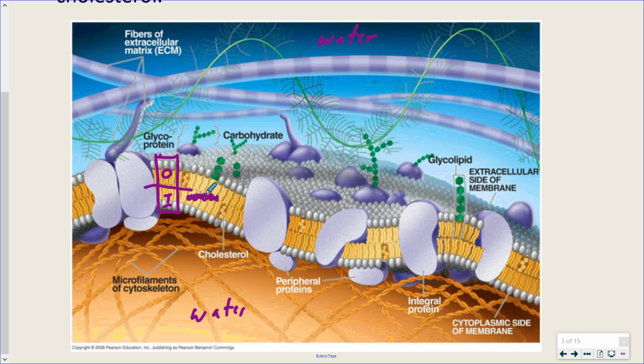But of course, this membrane is much more complicated than that, and there's a huge amount of complexity outside of the cell, what's referred to as the extracellular matrix.